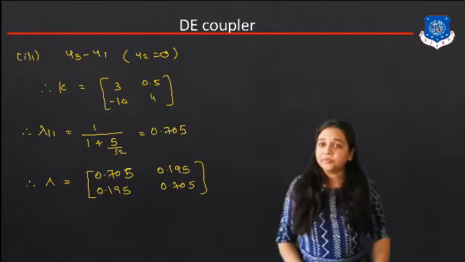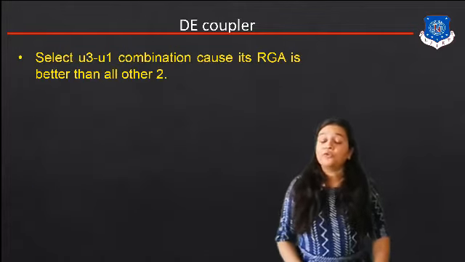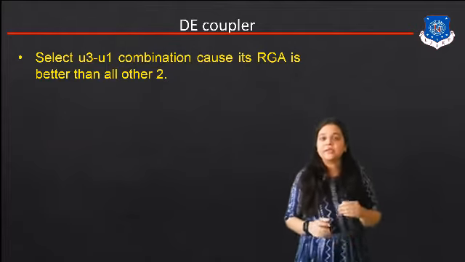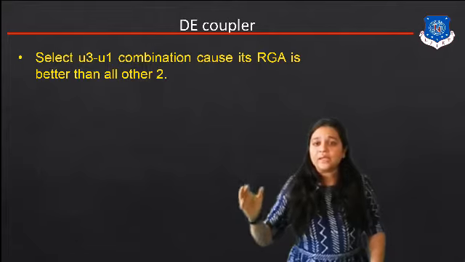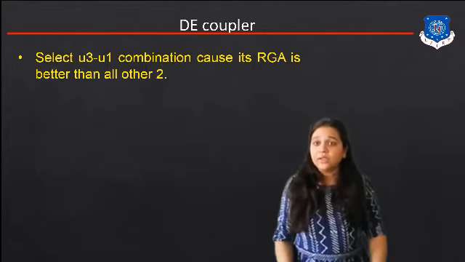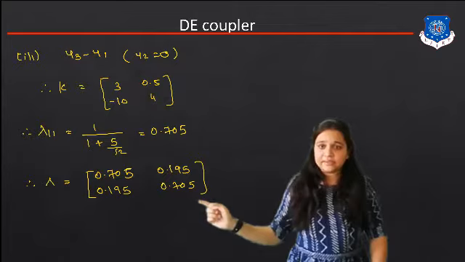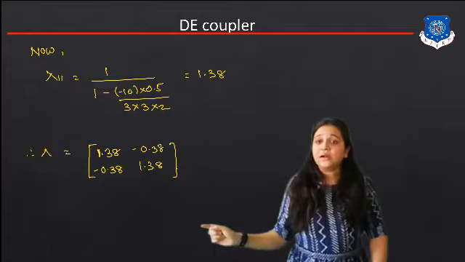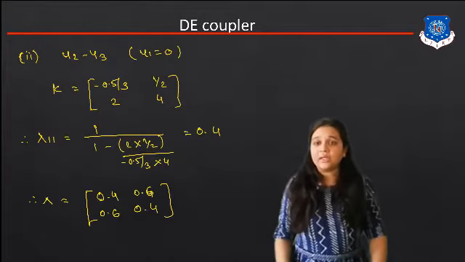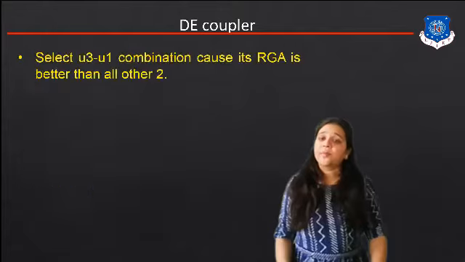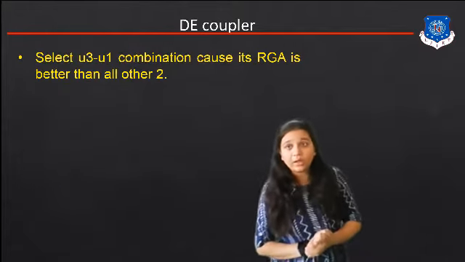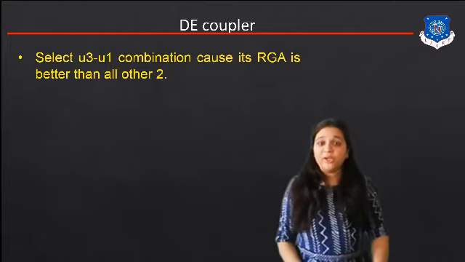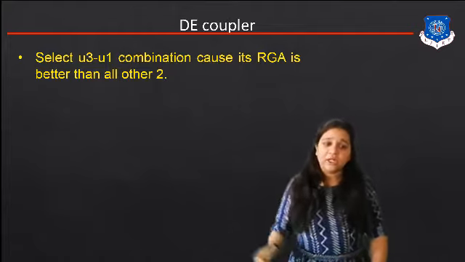Okay, so this is the third possibility. Now we have to select the U3 minus U1 combination because its RGA is better than the other two. Here the value of the RGA is 0 point something. In the second case we get 0.4, and in the first case we get 1.38 something. So if we compare the three RGAs, the U3 minus U1 combination is perfect because its RGA is better than the other two possibilities.